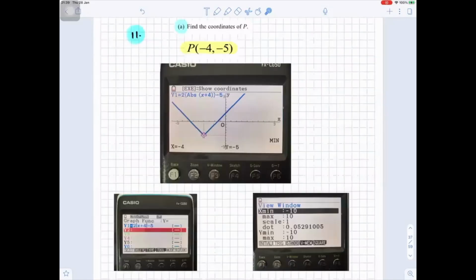So the coordinates of P are minus 4 and minus 5, which you can see there on the graph. If you put that in your calculator, it gives you minus 4 and minus 5. So that is the function they have put in the calculator: 2, and make sure you get the absolute sign, x plus 4 minus 5. And you put the view window from minus 10 to 10, minus 10 to 10. Use standard. It would show you, and you go to G-Solve, and you would find x is minus 4 and y is minus 5.